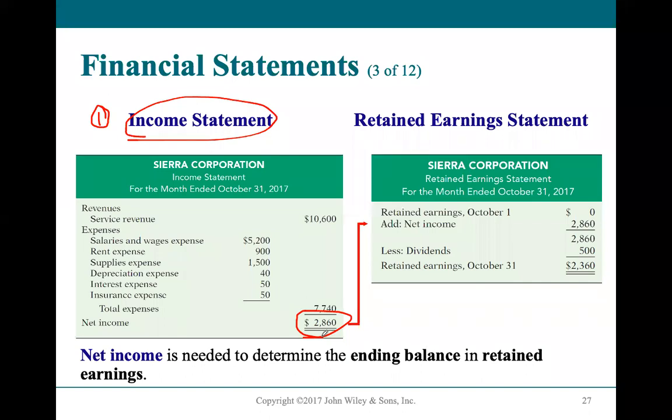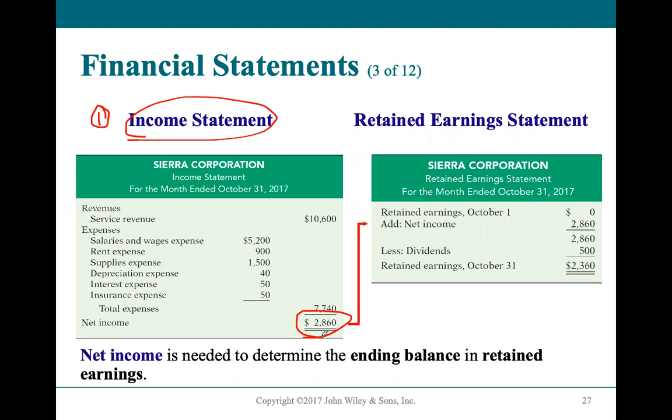But a corporation has owners called shareholders. And a corporation has broken its ownership into many shares of ownership. So who owns this particular profit? Well, the shareholders own those profits. Shareholders and stockholders are interchangeable words. They mean the same thing. And so the owners, in this case the stockholders, own that profit.